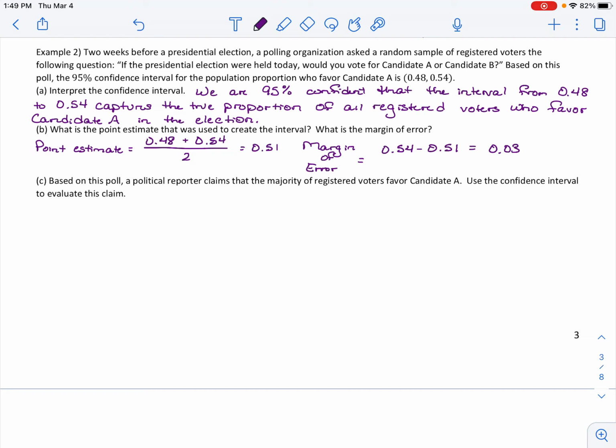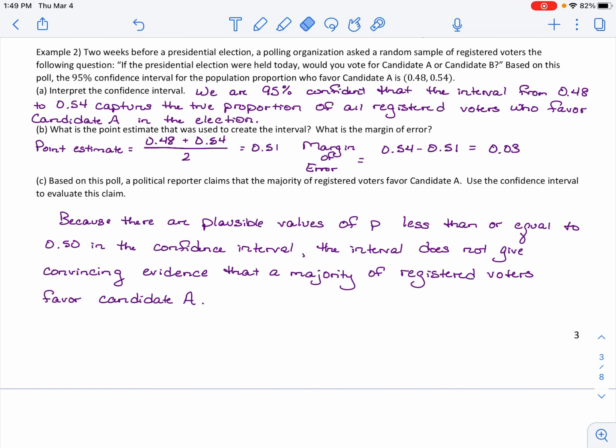We don't have any definitive proof that it's a majority, because 0.5 is in this interval, it's not like saying that the whole interval is above 0.5. So the way I have that written up is, because there are plausible values of p less than or equal to 0.5 in the confidence interval, the interval does not give convincing evidence that a majority, that over 50% of registered voters favor candidate A.